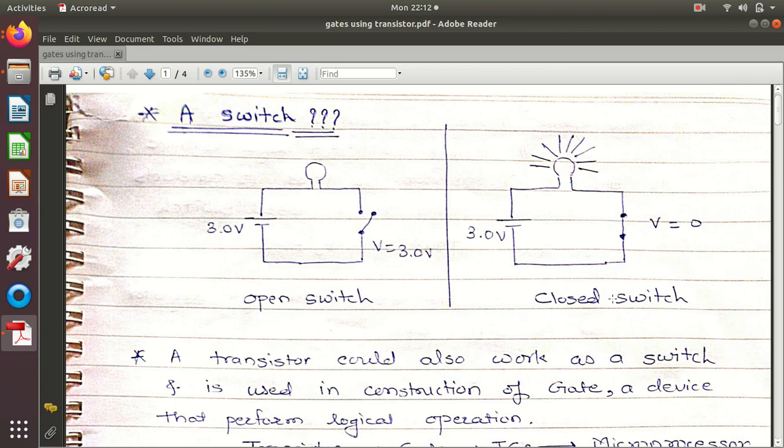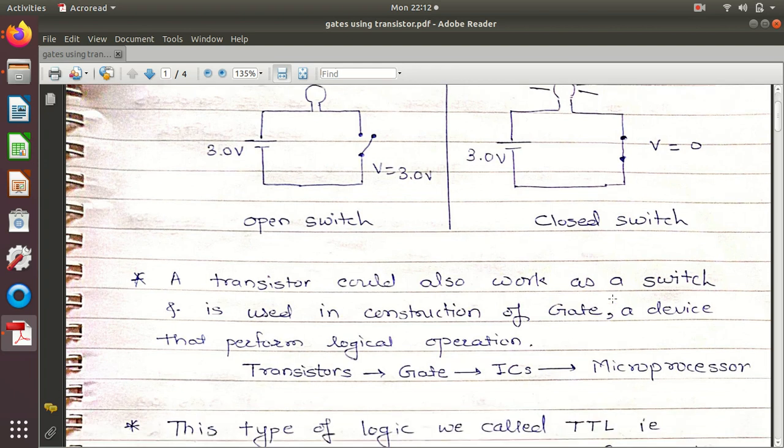Now, in electronics, it is not only the PN junction diode, but a transistor also that could work as a switch and is found to be a very important component in the construction of so-called gates. How do we define a gate? In electronics, a gate is nothing but a device that performs logical operations. Okay, a device that performs a logical operation.